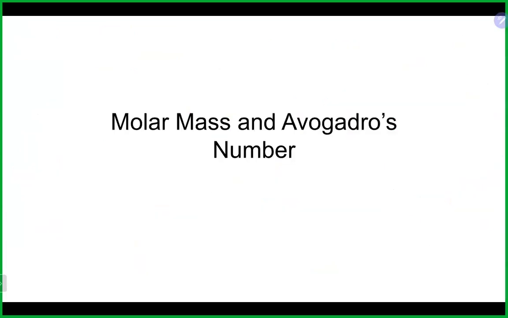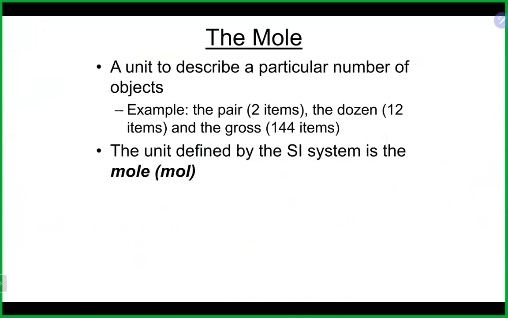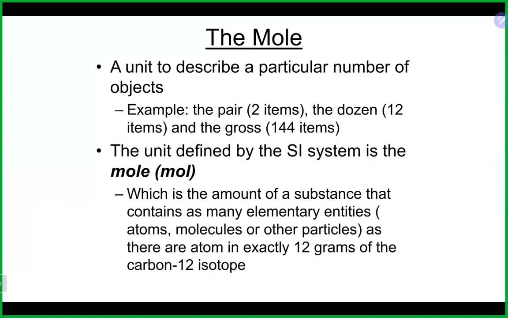All right, then continuing on here, we're going to do some important calculations. We're going to talk about molar mass and Avogadro's number. So let us start with the mole. The mole, which is not the furry guy, is a unit in chemistry that represents a certain amount of something. In life, we have a lot of words that represent a certain amount of something.